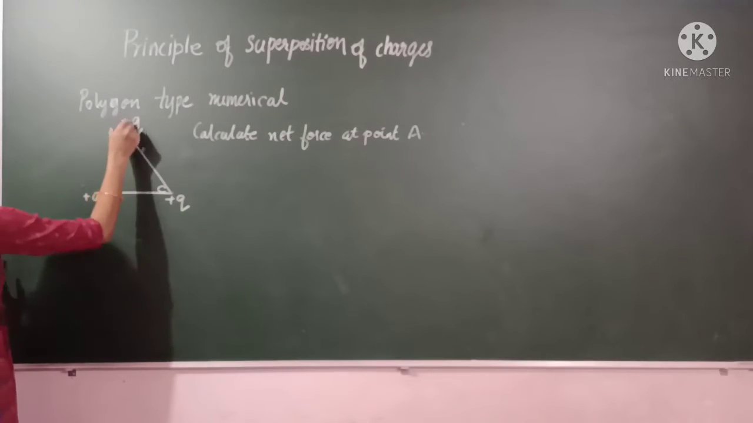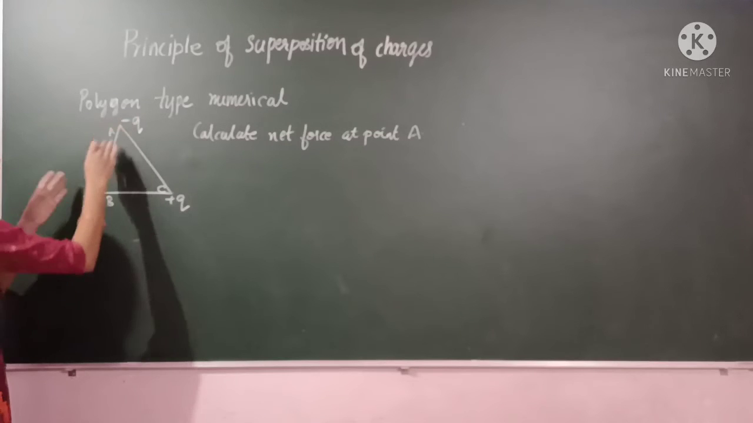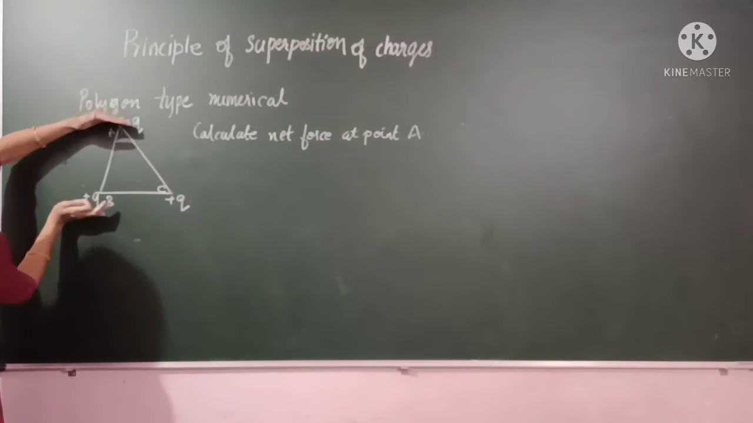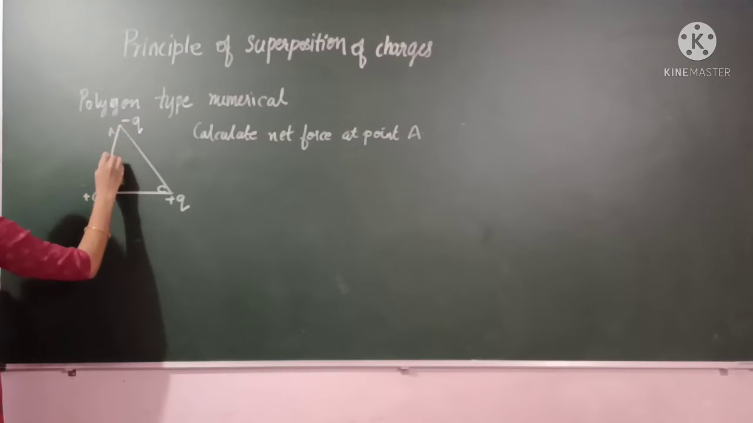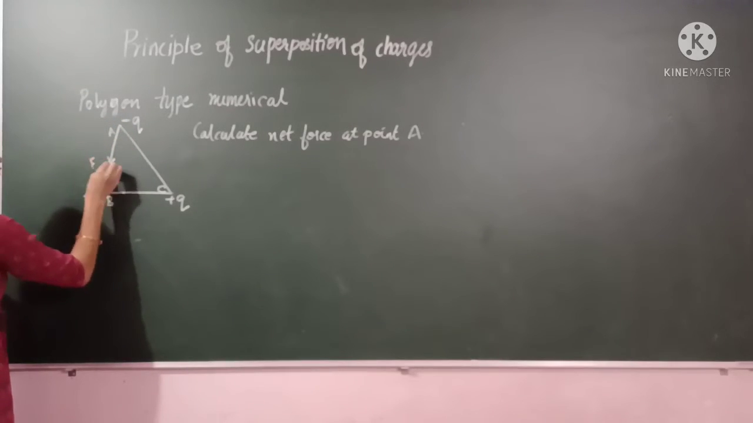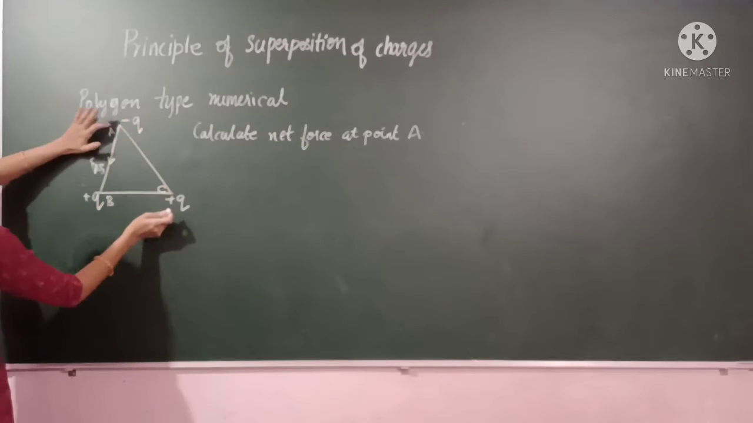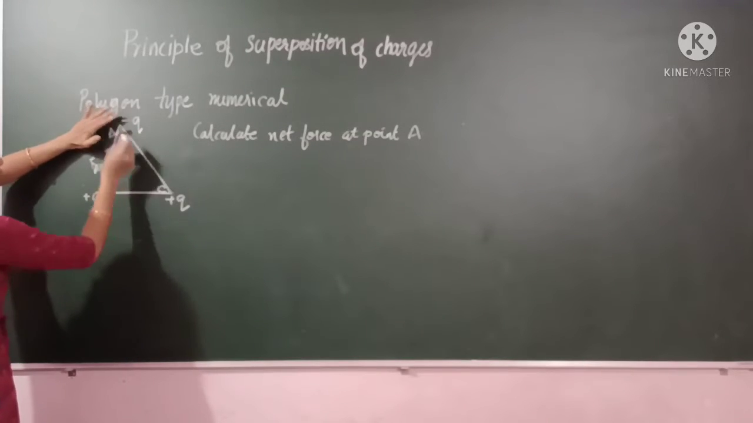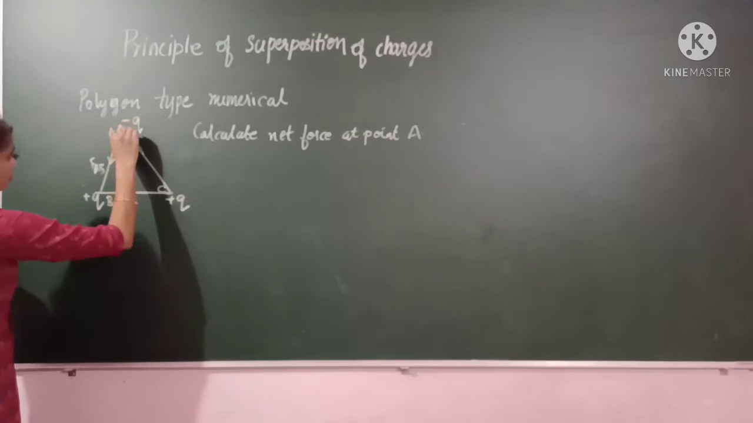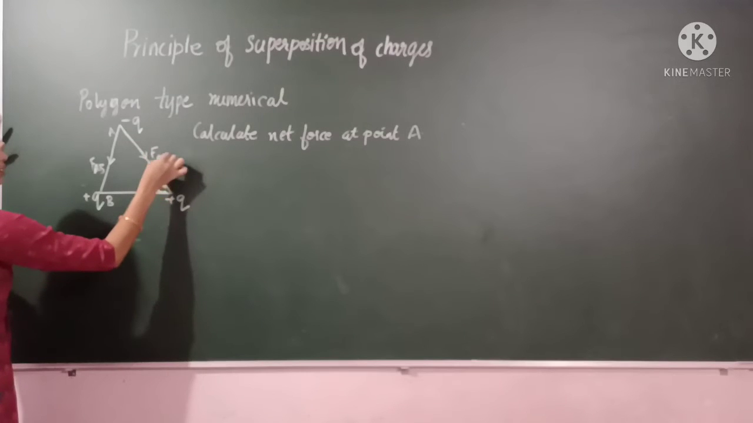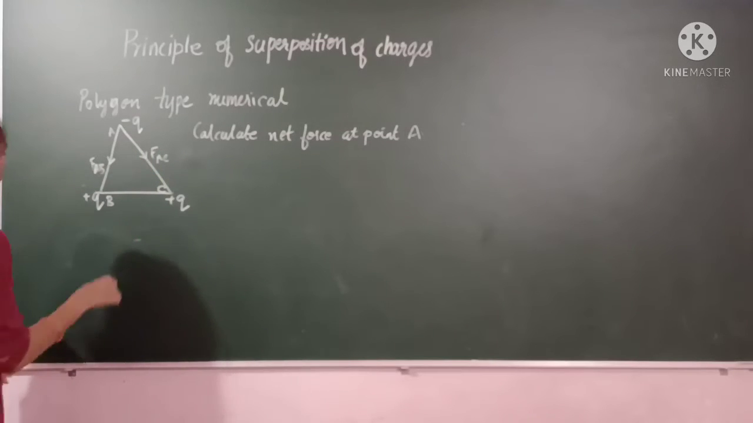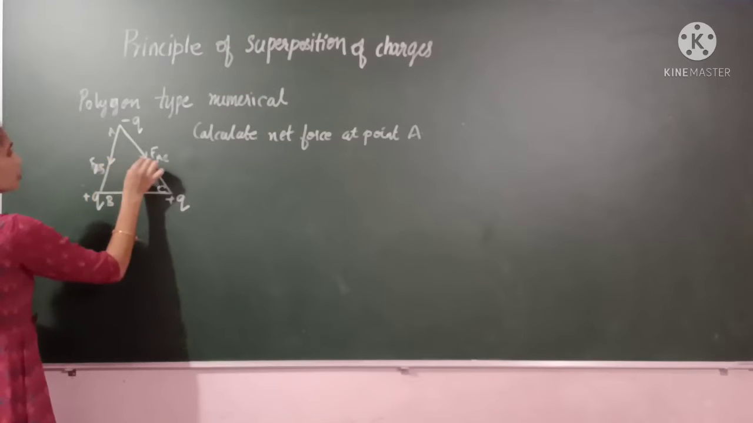Now this is a negative charge and this is a positive charge. Positive and negative, what will they do? They will attract. So the force direction will be like this, meaning they are attracting. This is the force on the A charge because of the B charge. And here this is minus and this is plus, so again an attractive force. This force will be like this, the force on A because of the C charge. Now we have to calculate these two forces.